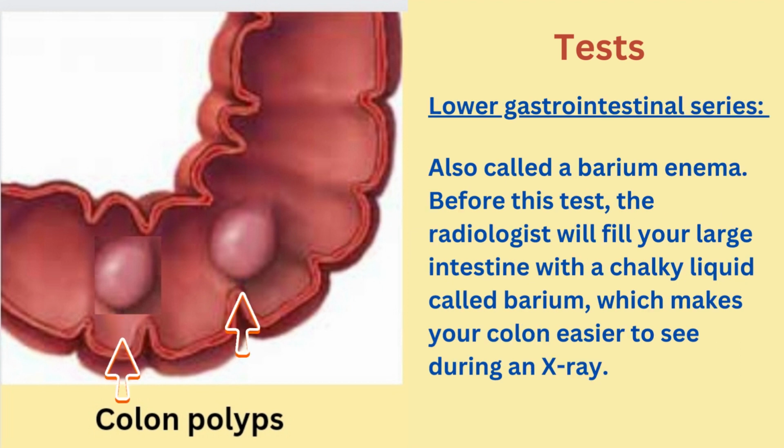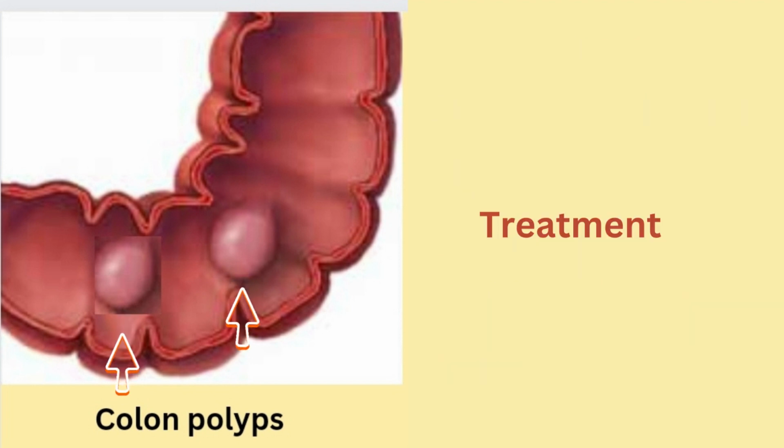Next test is lower GI series, also called barium enema. Before this test, the radiologist will fill your large intestine with a chalky liquid called barium, which makes your colon easier to see during an X-ray. Now let us see the treatment.